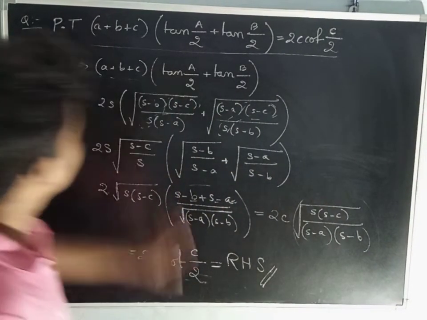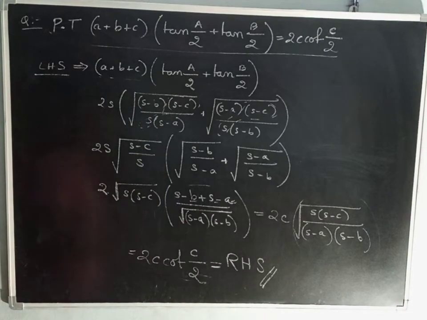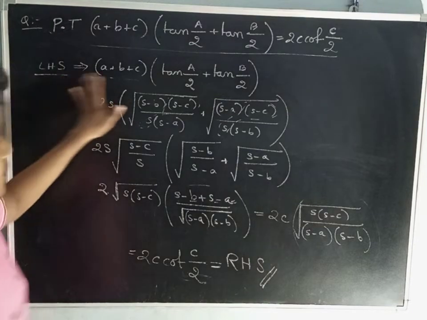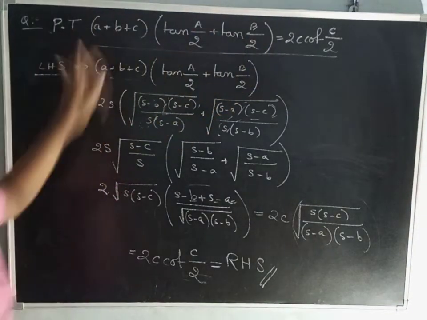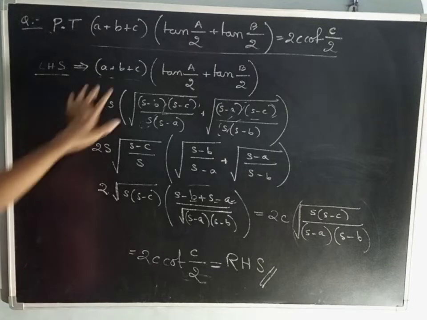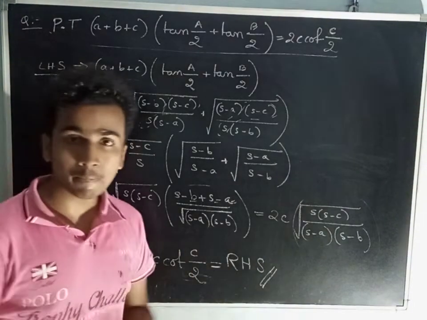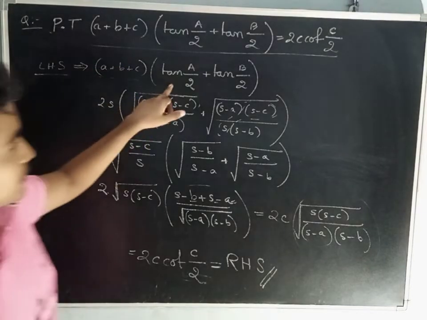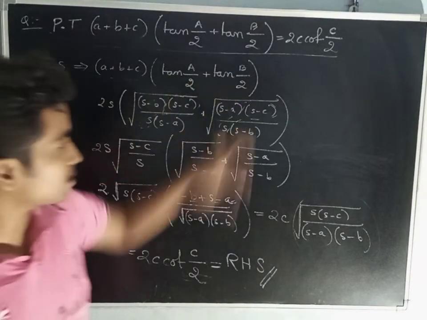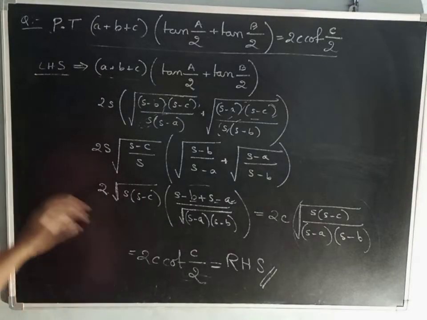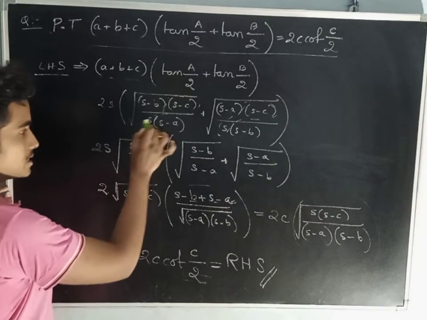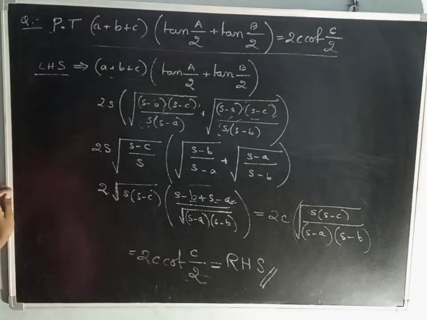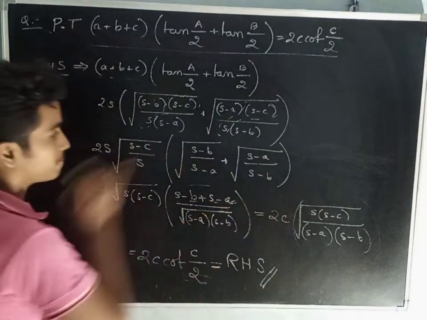See, I have proved this relation using the half angle formula. Let me explain once again. I have considered the LHS, the left hand side, and taken a + b + c. As per the semi-perimeter, I have taken a + b + c as 2s. And for tan A/2 and tan B/2, I have applied their half angle formulas. I observed that root (s - c)/s is common in both the terms, so I have taken this common and written the remaining part in brackets.